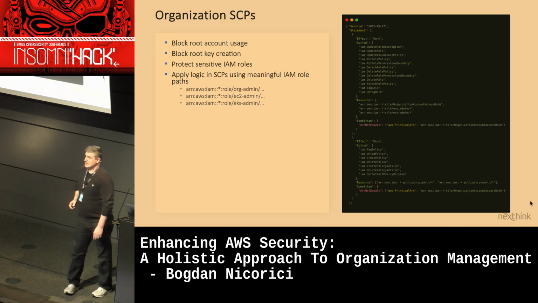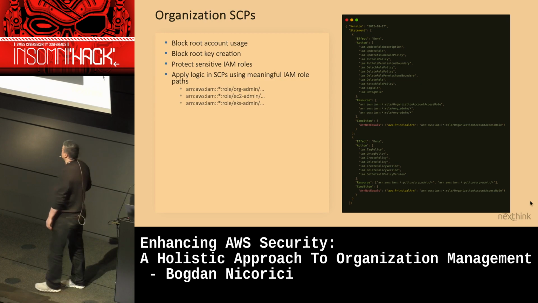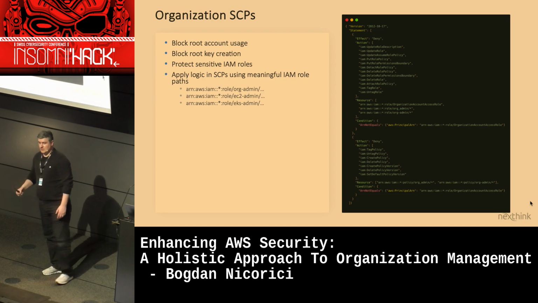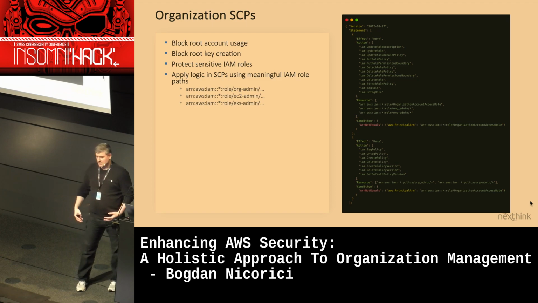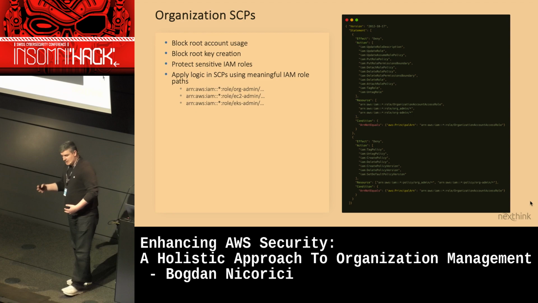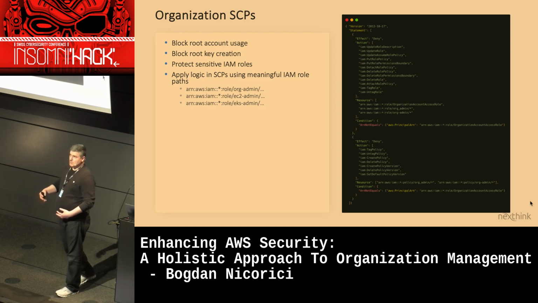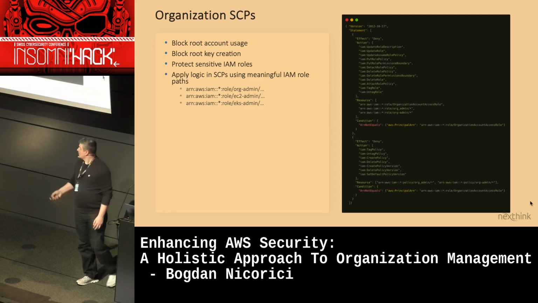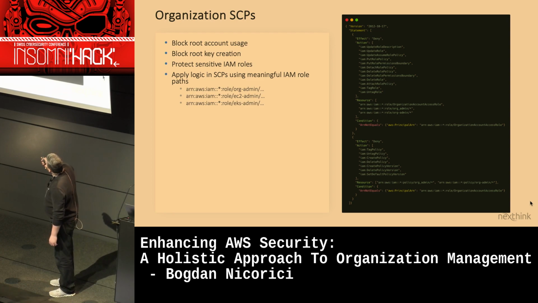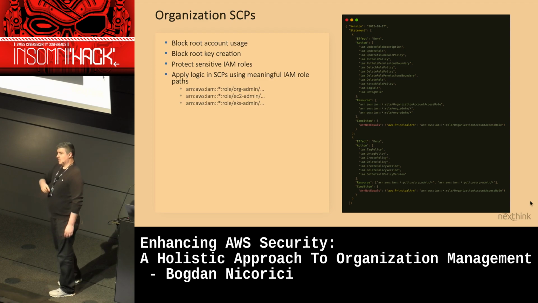We also protect sensitive IAM roles. And when I say sensitive IAM roles, it's roles that we use to manage the organization, manage specific configurations in the accounts. And we actually try to leverage a bit more IAM paths, because I think they're underused. So for example, what we do is we have an org admin path. And as you can see, this SCP is applied at the organization level.